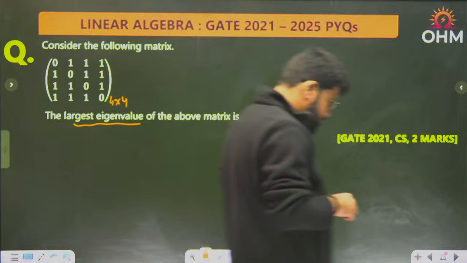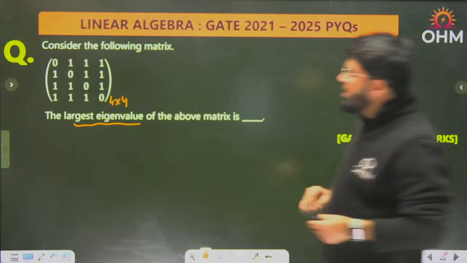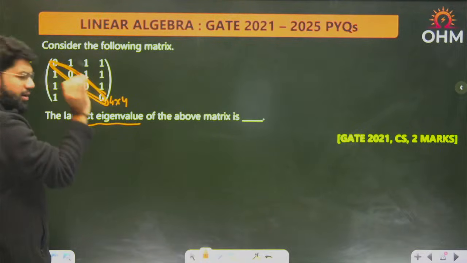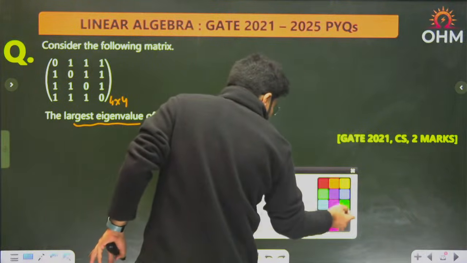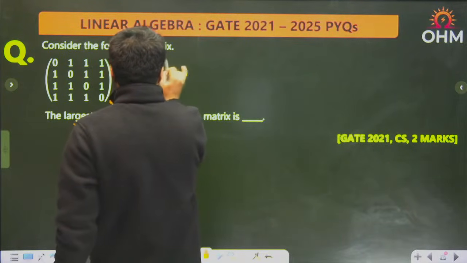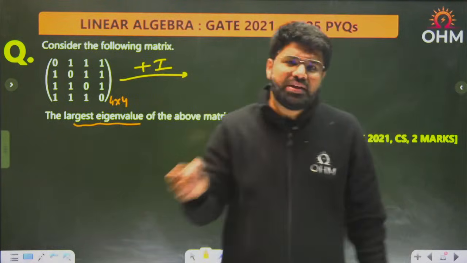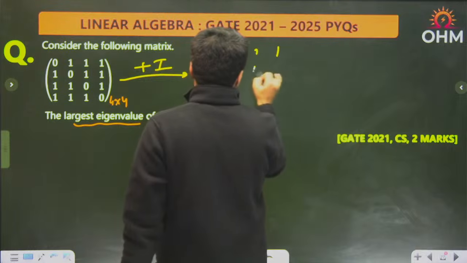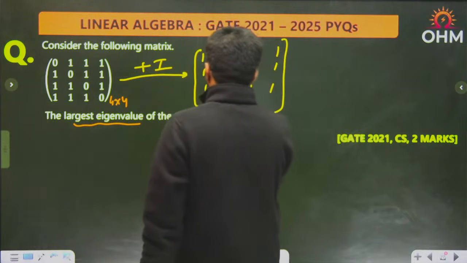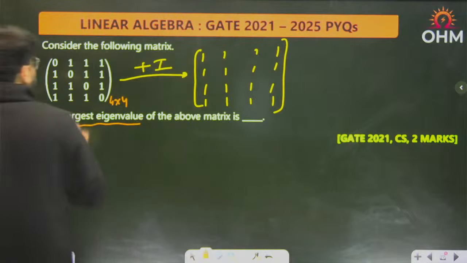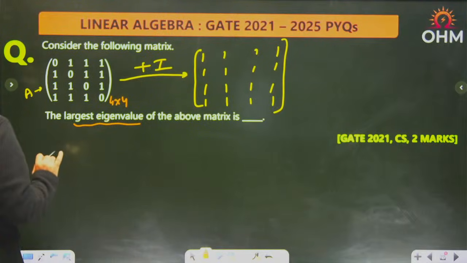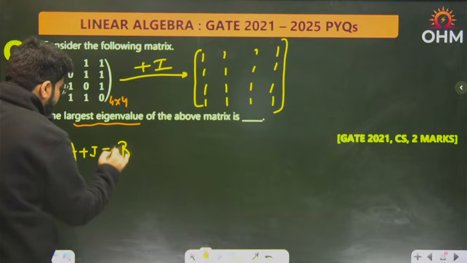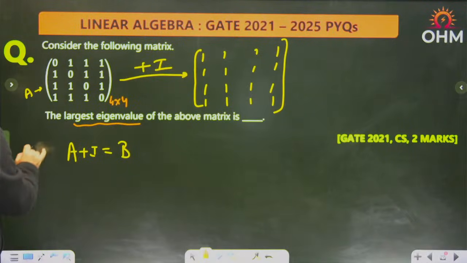Now see, can we write down this matrix? All elements are 1 except the diagonal. If you add an identity matrix, which has ones only in the diagonal place, what will you get? 1 1 1 1, 1 1 1 1, 1 1 1 1, 1 1 1 1. All elements will be 1. Suppose this is some given matrix A. I want the eigenvalues of A, or the largest eigenvalue. When you add A plus identity, you get the matrix B, which is in front of you.